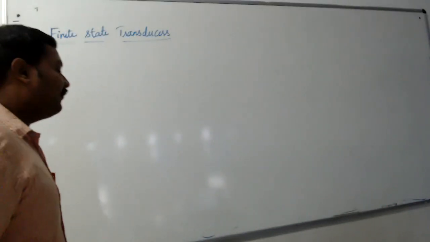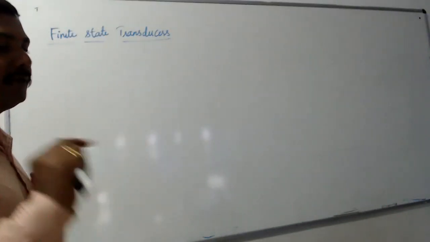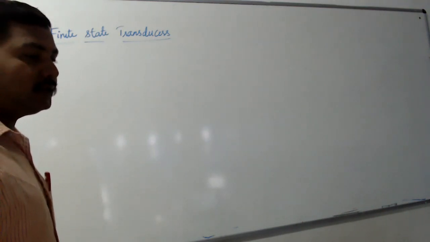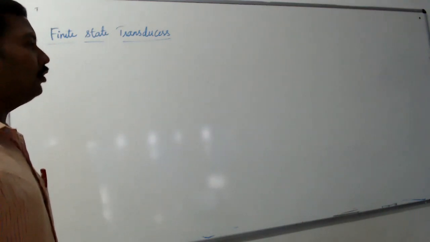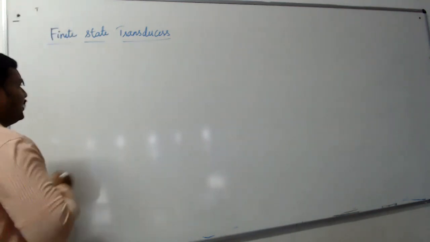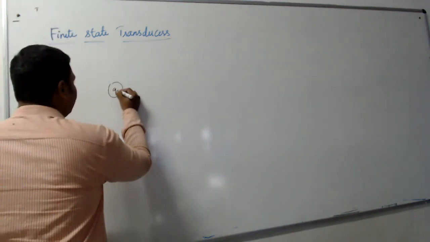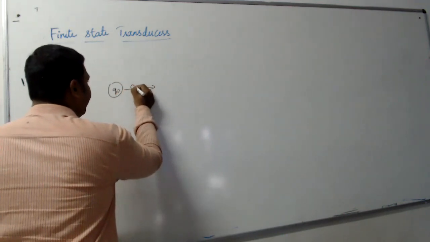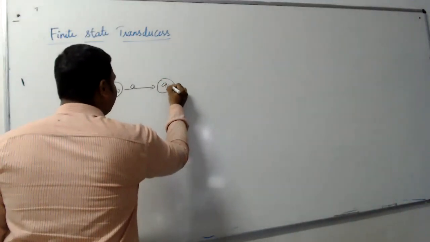With finite state machines we only see whether it accepts or not. To see, beyond accepting or not, what type of language and what its output is, we use finite state transducers. That is, every state and every transition from one state to another state is associated with the output. For example, see here, I have a state called Q0, and upon some input string A, I am moving on to state Q1.